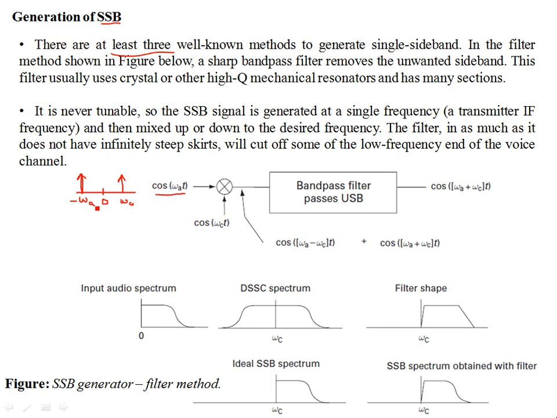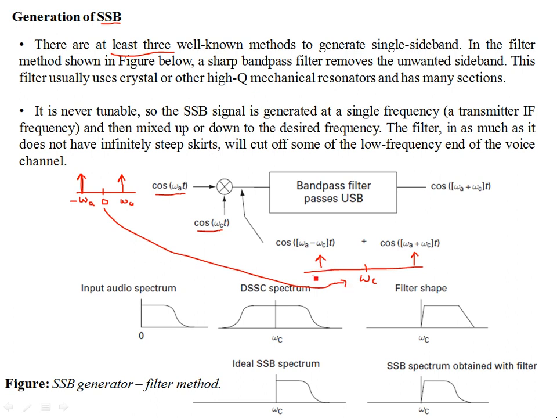And then once it gets mixed with the carrier, here you can see that you have two tones, right? One at omega A plus omega C, then you have the difference, omega A minus omega C. So at the center omega C, the spectrum simply shifts from 0 to omega C.